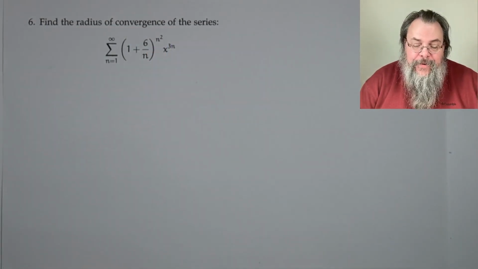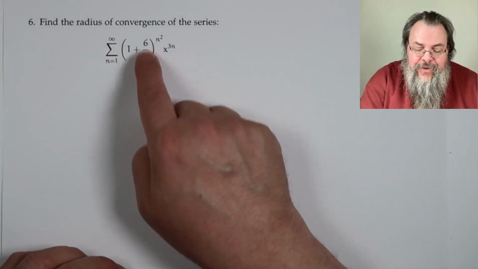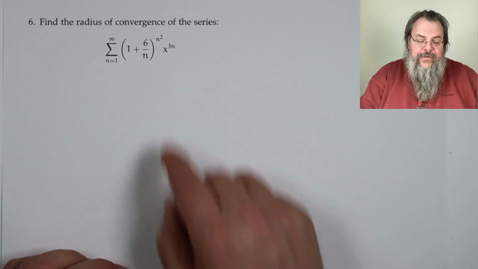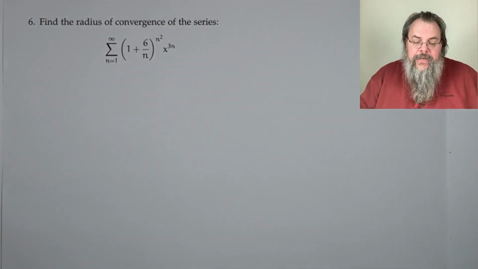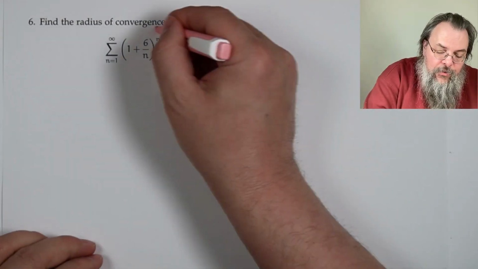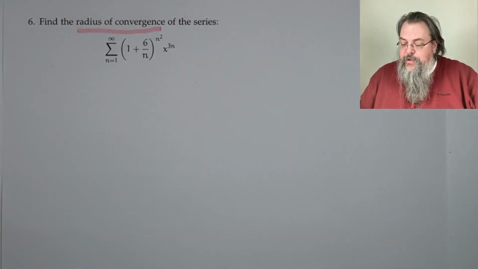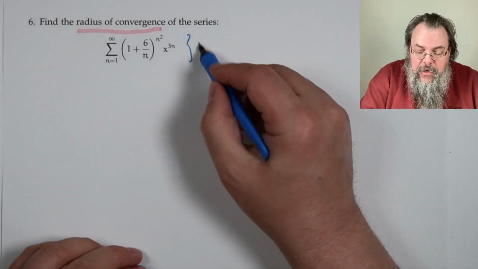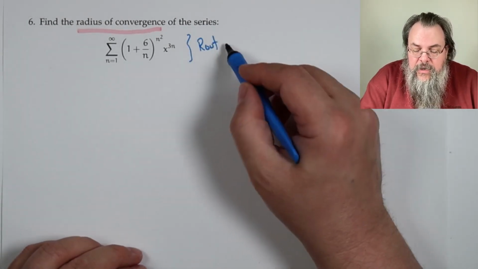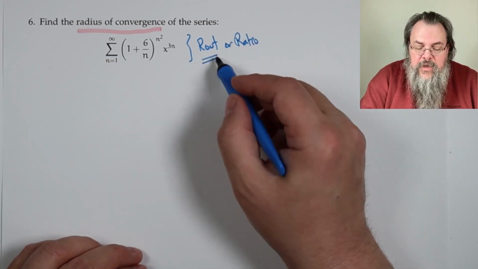Find the radius of convergence of the series, sum from n equals 1 to infinity, (1 plus 6 over n) to the power n squared, times x to the 3n. All right, so we're back in the same game, right? We're after our radius of convergence. So we say, okay, we need to do either a root test or a ratio test. And we say, well, which one are we going to go with this time? And I will say, let's go root.